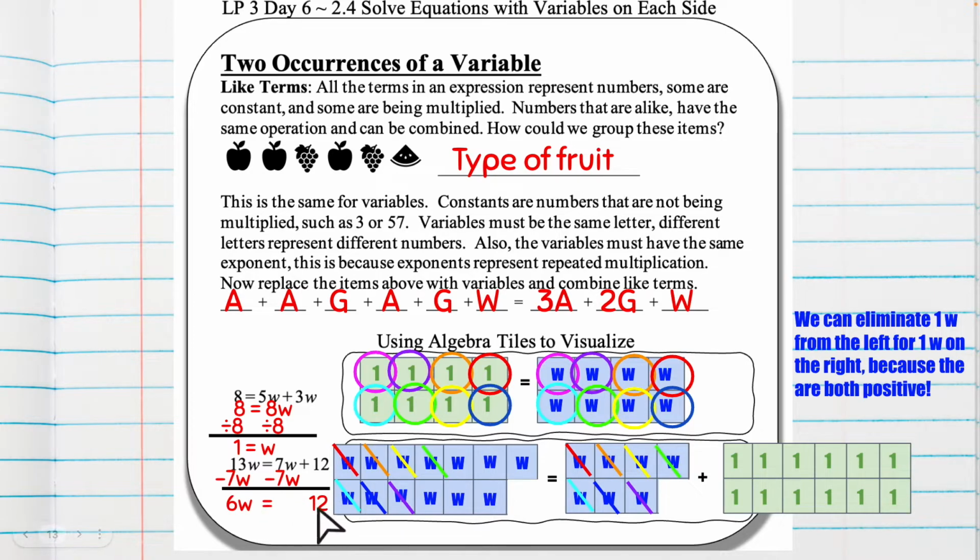So now 6W equals 12. So now I just want to know, if I group them, how many ones go with each W. This time it's not a 1 to 1 because I have 6 W's and I have 12 ones. So this time I'm going to have to group 2 ones for every 1 W in order to get 6 groups over here. So again, I can see this algebraically by dividing by 6 because I want to undo that multiplication. So W equals 2.